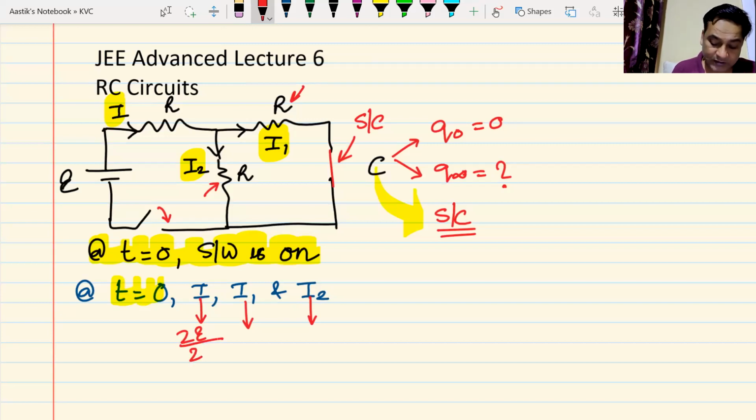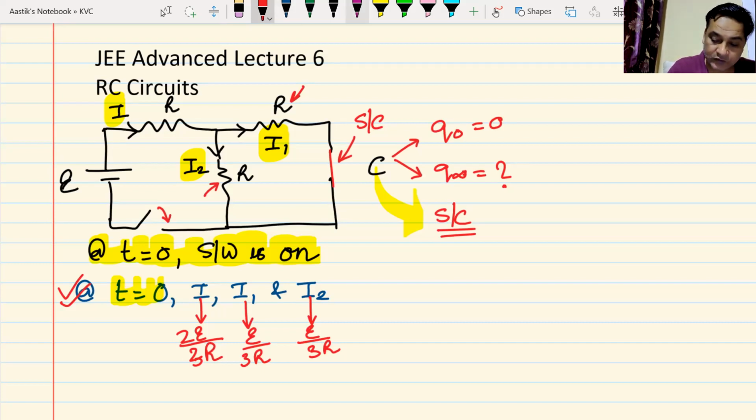So this will be 2E by 3R. Yes or no? I would be E by R... E by 3R, and it will be E by 3R. Am I correct? Yes, sir. So this is how the circuit behaves at time t equal to 0. Do we understand this? No doubts on this? Yes, sir.